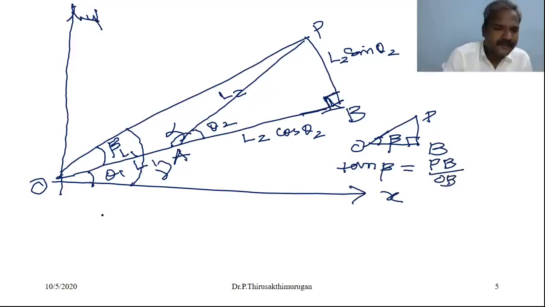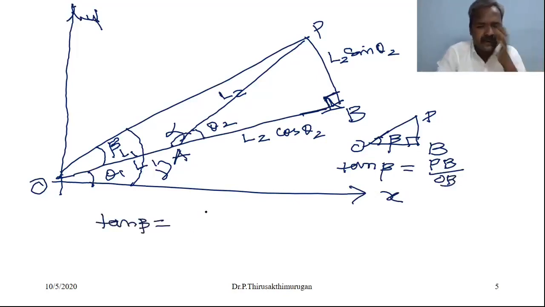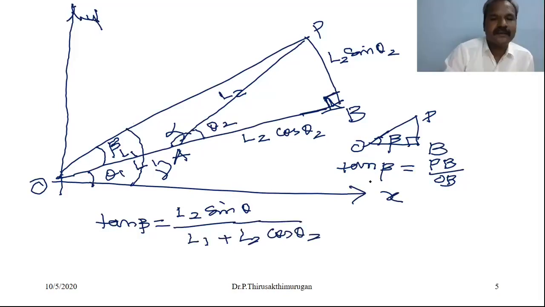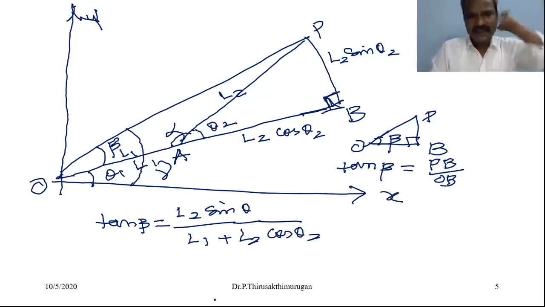So what is PB? Tan beta equal to opposite, L2 sine theta 2, divided by L1 plus L2 cos theta 2. Am I right? So now I consider another right angle triangle.